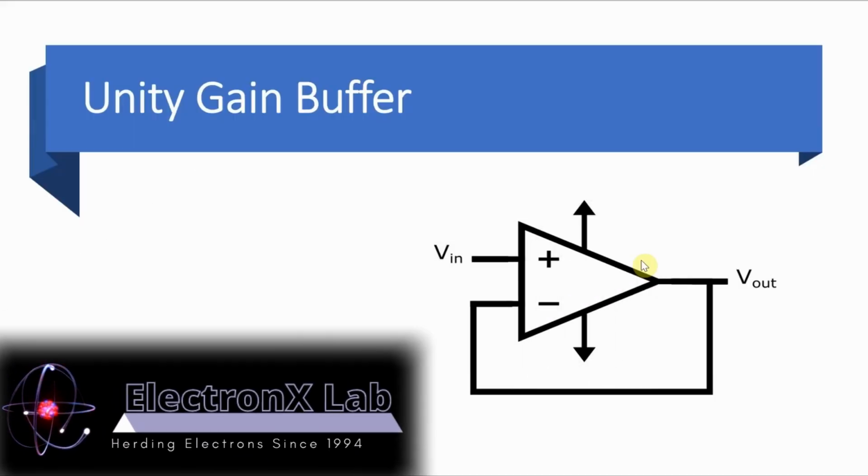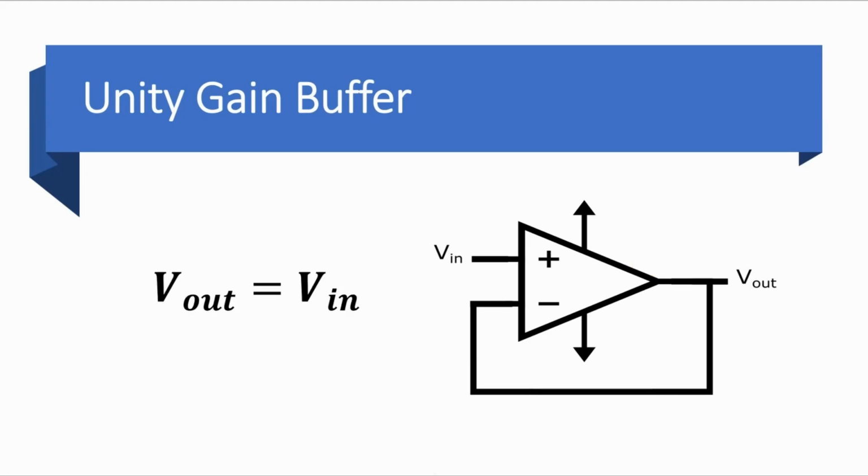In this video, I'm going to explain unity gain buffer circuits, which are probably the simplest op-amp circuit with feedback. Unity gain buffers have a gain of 1, which you would probably expect. So the output voltage is equal to the input voltage. And because of this, the circuit is often called a voltage follower. The output voltage follows the input.